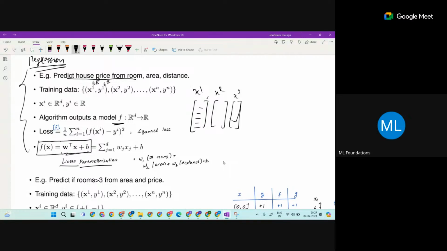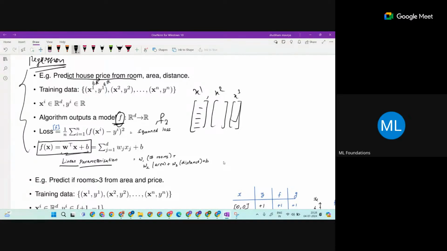Okay, you have some house. I want to predict the price of the house, and the features are area, distance, and number of rooms. And loss. So suppose this is one model.